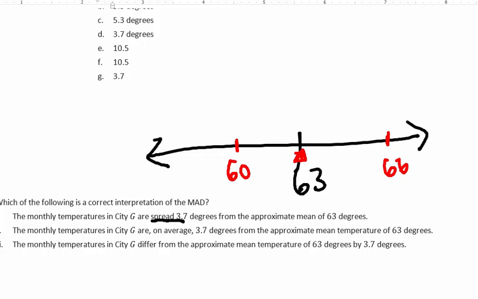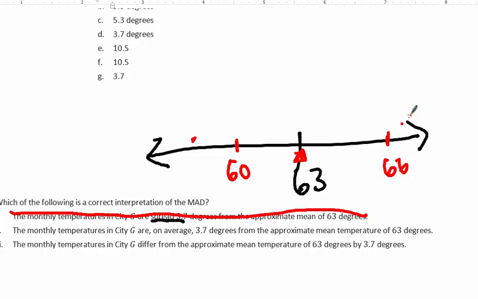Well, I had data that was much further spread out than that. So it doesn't mean that it's only spread 3.7 degrees away. So it's not this. I had data that was over here and data that was past 66. So let's look at number 2.